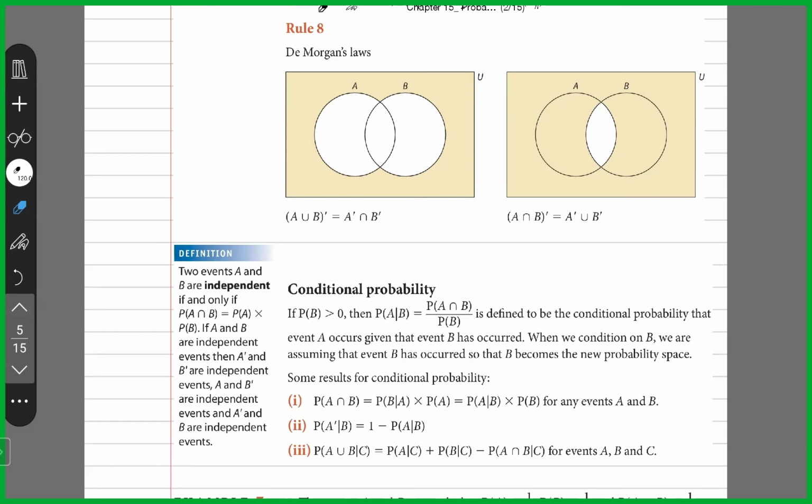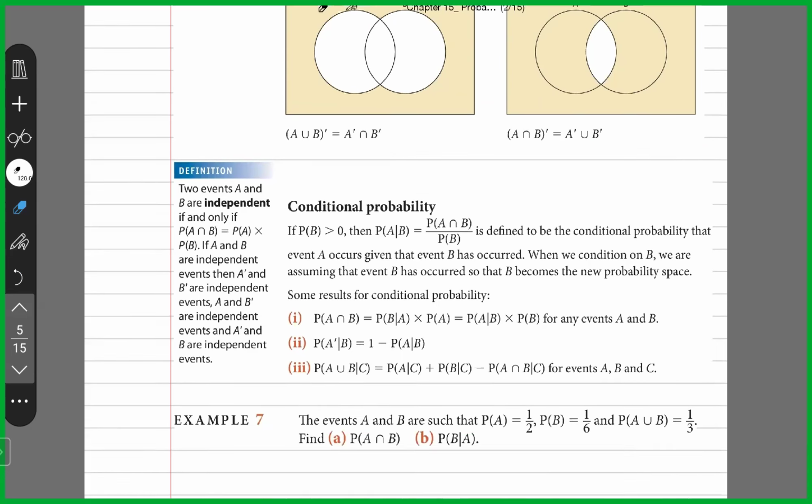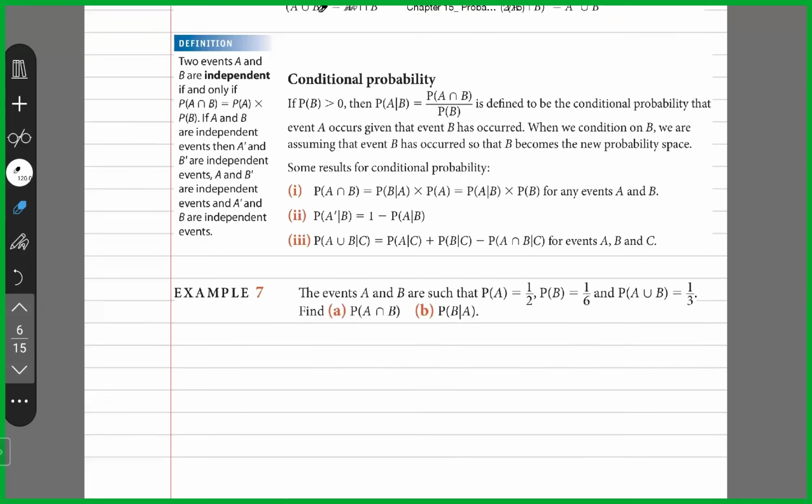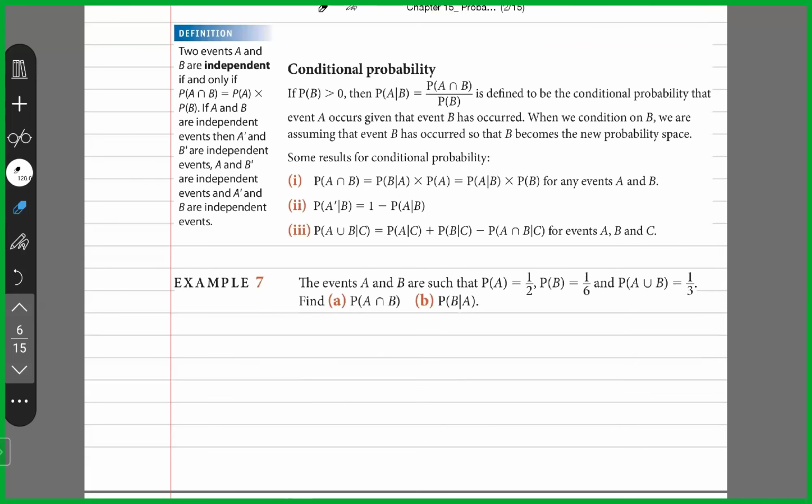All right, conditional probability. Before we do example 7, they're talking about independent events. Two events, A and B, are independent if and only if the probability of A intersect B is equal to the probability of A multiplied by the probability of B. This is definitely something to remember.